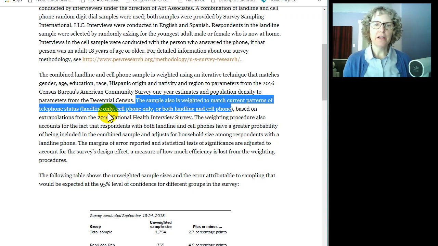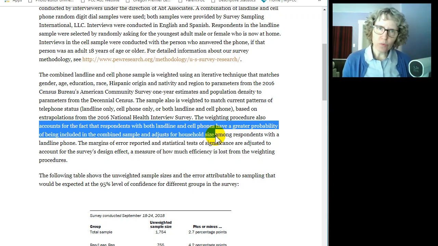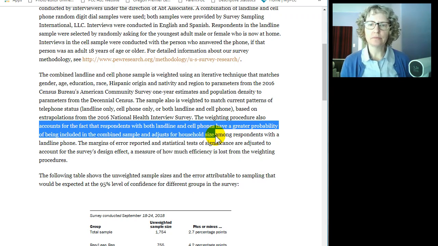They're also trying to match current patterns of telephone status. Some people have a landline only, some people have a cell phone only, some people have both. So they even go on to say that this accounts for the fact that respondents with both landline and cell phones have a greater probability of being included in the sample. So they're adjusting for that. And household size is a factor. If you have 5 people and 5 cell phones, or 5 people and just 1 landline, that's very different, right? Okay, so that's all about the sampling methodology and how they got a representative sample of these 1,754 people.